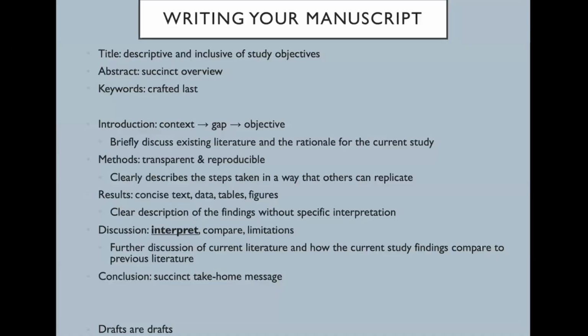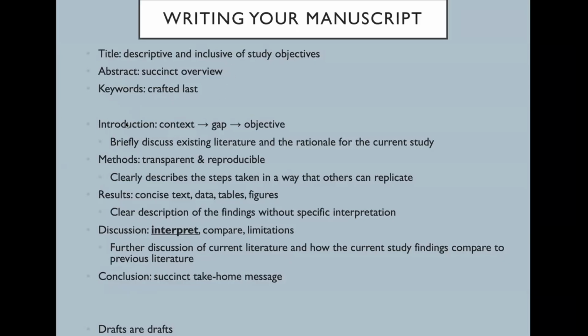All right. So wrapping up here, the end stage of a study is going to be writing a manuscript. Obviously very important, but again, not a linear process. The title of a manuscript should be descriptive and include the study objectives. The abstract should be a very succinct overview, often less than 300 words. The keywords typically come after the abstract, and they're made last, after the entire study is written.